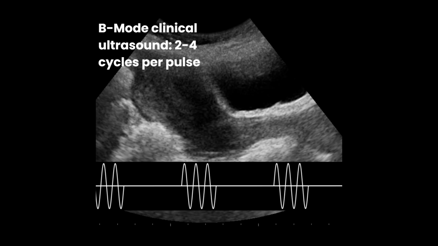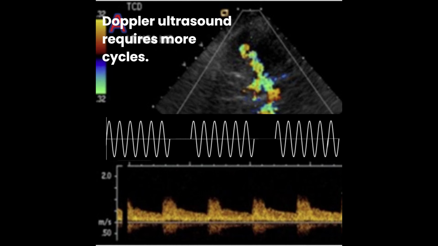But the pulses themselves are actually really important to the process as well. The number of cycles within the pulse plays a big role in the accuracy of the ultrasound image. When we are using B mode or grayscale in clinical ultrasound imaging, most machines are going to emit a pulse that has around 2 to 4 cycles in it. The shorter pulses are going to create more accurate images. Compare that then to Doppler ultrasound, which is going to require more cycles per pulse to get more accurate information.